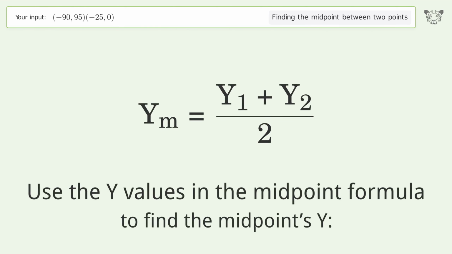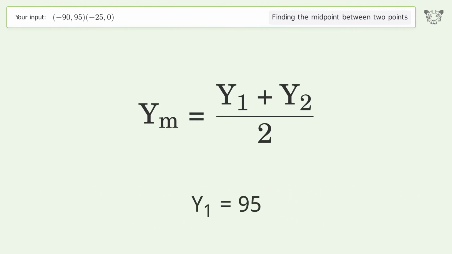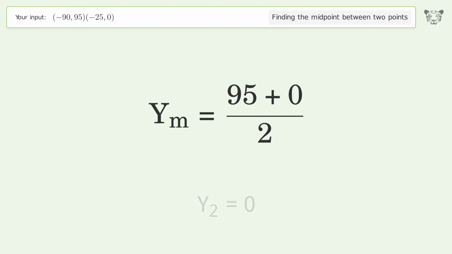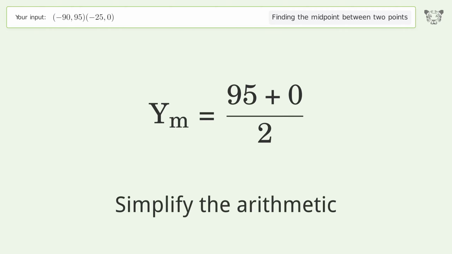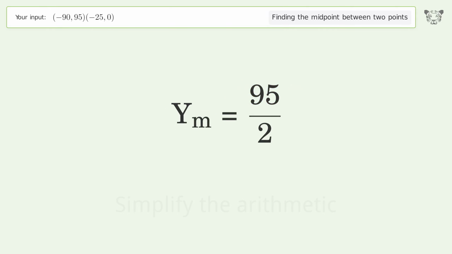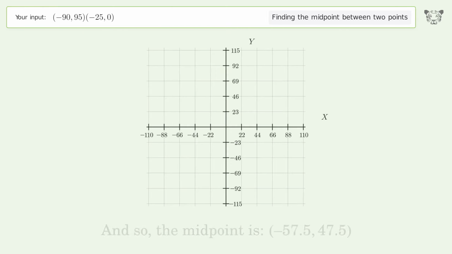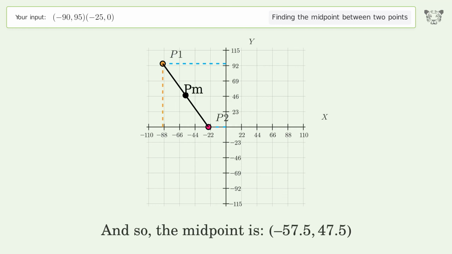Use the y values in the midpoint formula to find the midpoint's y. y1 equals 95. y2 equals 0. Simplify the arithmetic. And so, the midpoint is negative 57.5, 47.5.